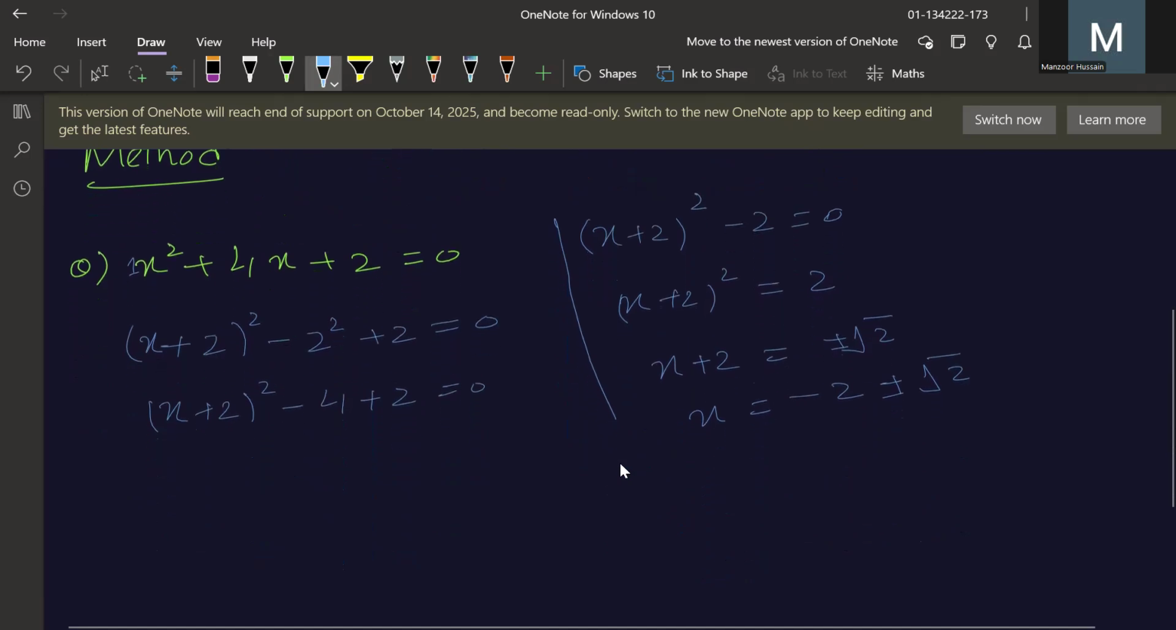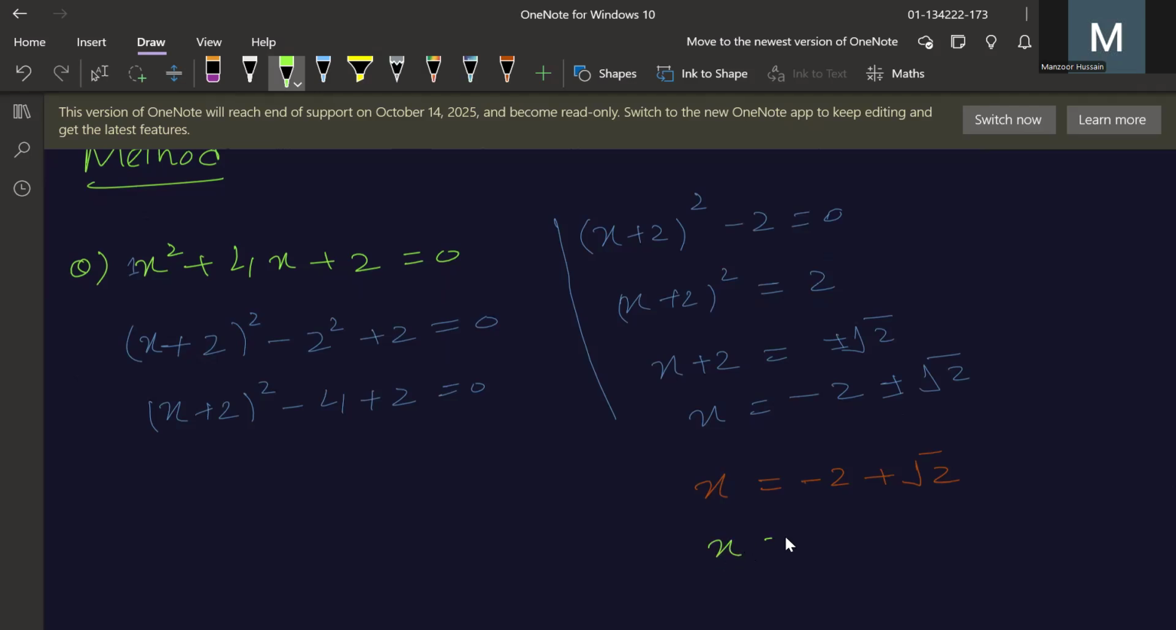So you can see there are two signs in between these two numbers, plus minus. It means there would be two answers. The first answer is x is equal to minus 2 plus root 2. And the second answer is x is equal to minus 2 minus root 2. So this is how we can solve quadratic equations using the completing square method.